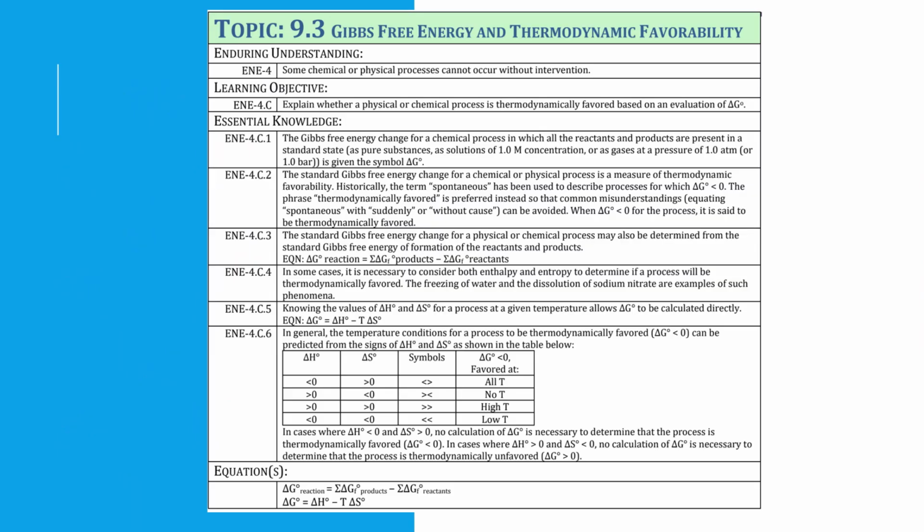So the main objective here is to explain whether a physical or chemical process is thermodynamically favored based on the evaluation of Gibbs free energy, or the change of Gibbs free energy. This is a chemical process in which all reactants and products are present in a standard state, and it's given a specific symbol: delta G, and then the degree symbol at the end. The degree symbol means standard.